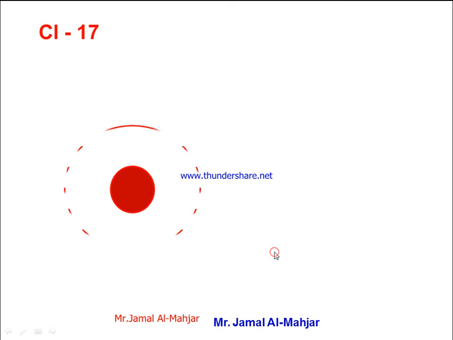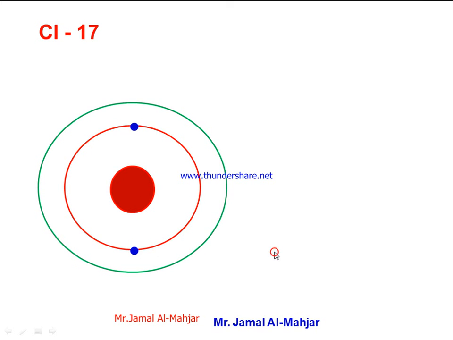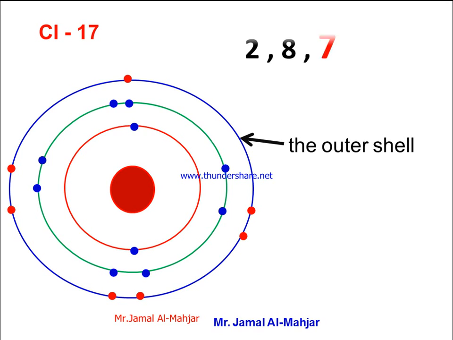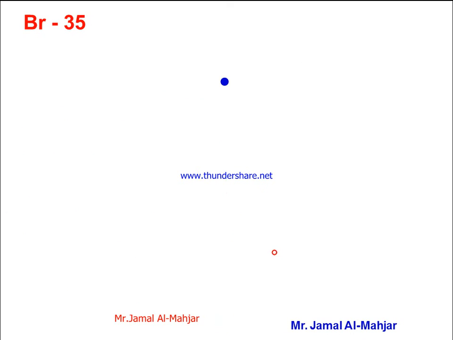What about chlorine? The nucleus. Then we have in the first shell 2 electrons. In the second shell, 8. In the third shell, how many electrons do you need? Yes, 7 electrons. In the outermost shell, 2 8 7.